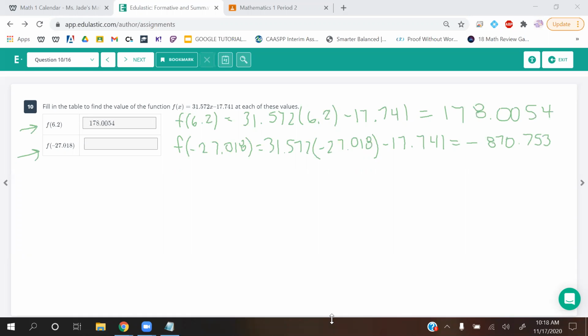-870.753. I'll just round it. They give me a lot of decimal places. So I'm going to type that, negative 870.7533.